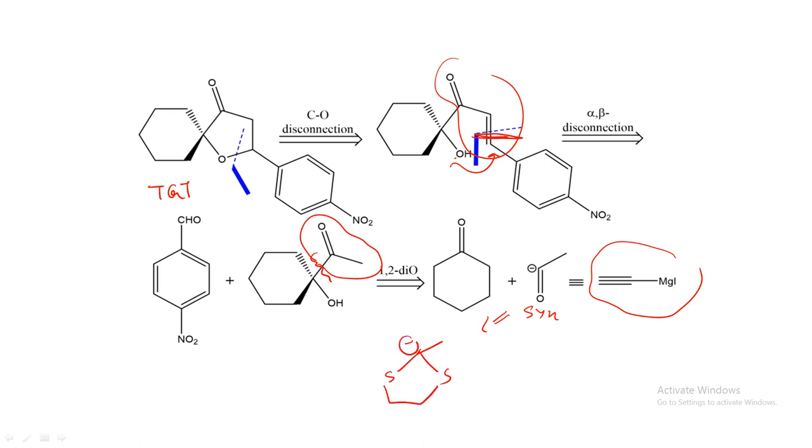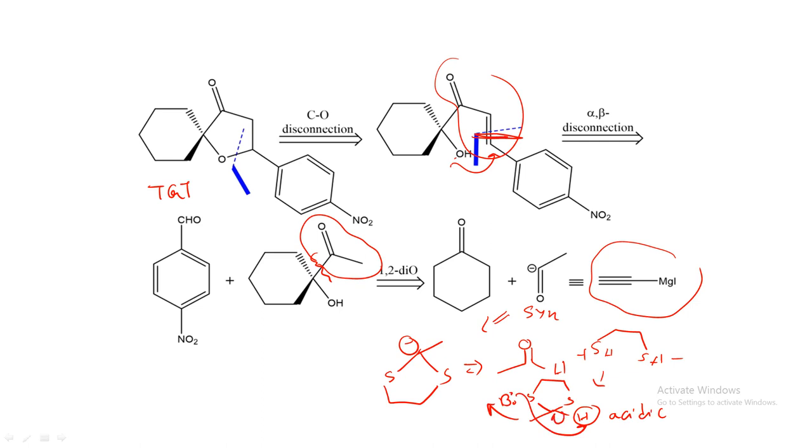So how can we generate this? This is very easy. First, this type of carbonyl protection, and then it becomes an acidic proton. So with base we can remove this acidic proton and generate this type of moiety, which is equivalent to this. So there are two options; here we are using this one.